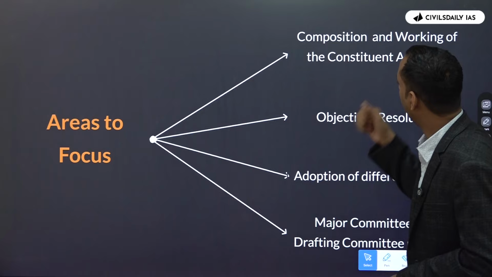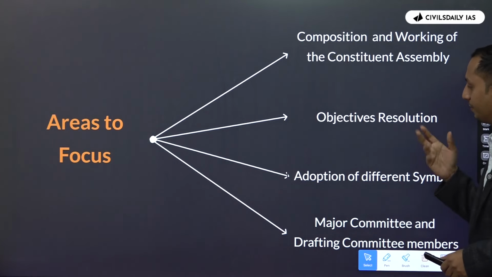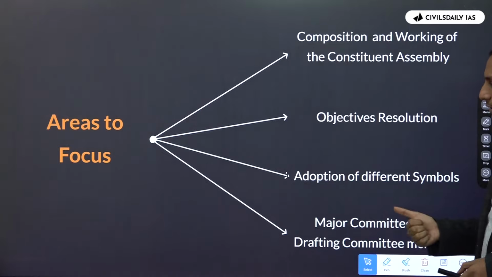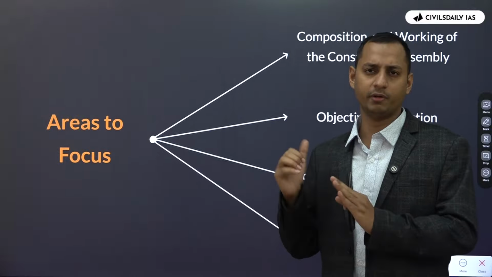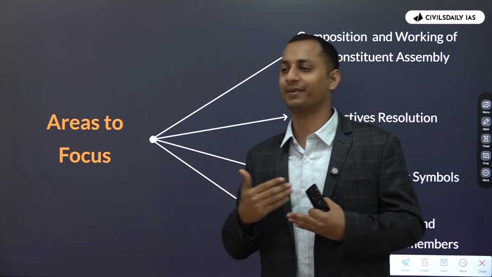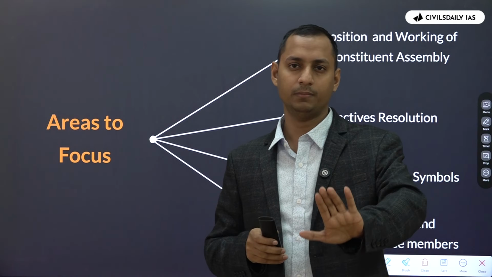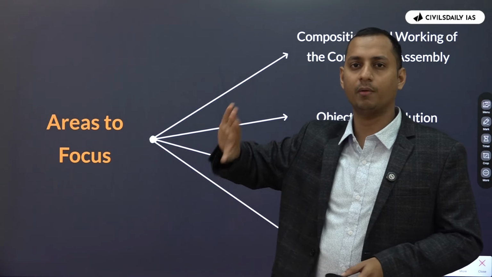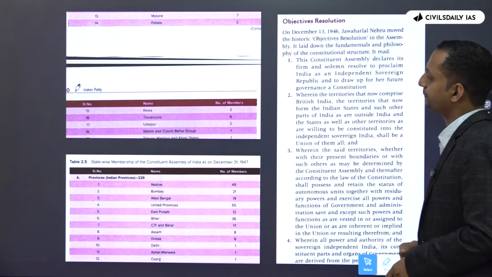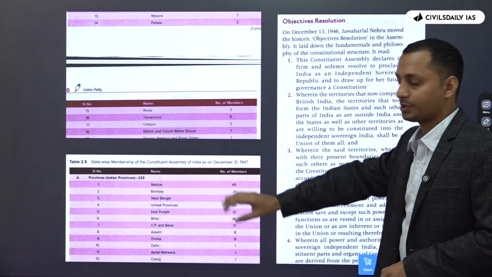But what can you read? You can read about the composition and working of the Constituent Assembly, objective resolution, adoption of different symbols, and major committees and drafting committees. But when you revise for the second time, should you focus on this chapter? No. Okay. We know that UPSC has this unpredictability, right? So just to be on the safe side, you can read it a bit for the upcoming test, but you don't have to revise it when you start the revision from March 16. Okay. Objective resolution and all these areas also you can focus a bit.